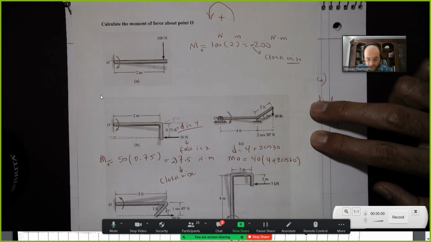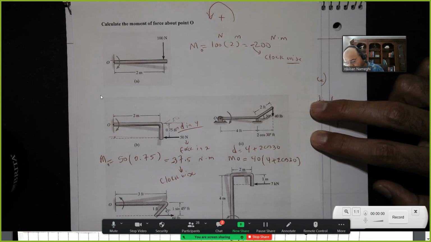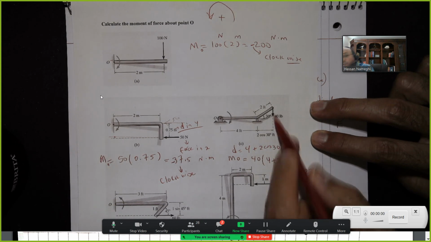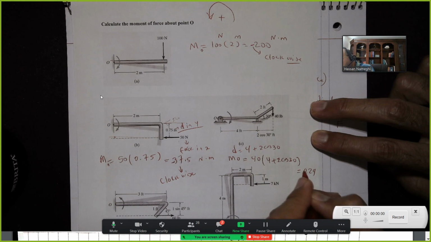And if I do that, 40 times 4 plus 2 cosine 30, we got 229. It still is clockwise. If you look at the rotation, this will go clockwise. So I put the negative here.